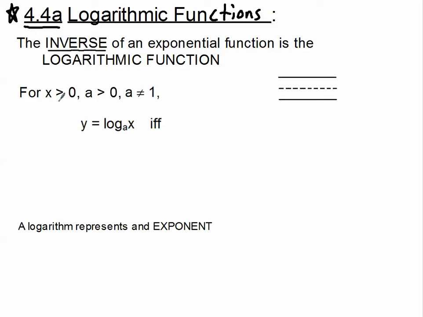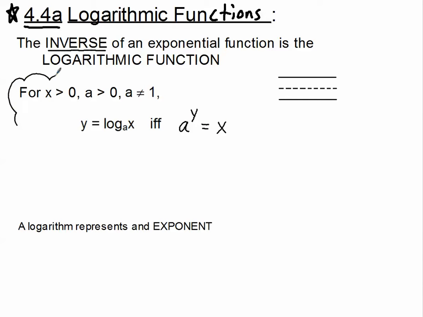For x greater than 0, so we must be talking about positive x values, and for a greater than 0, so we must be talking about a base that is positive and not equal to 1, we have this logarithmic equation: y is equal to the log base a of x if and only if our base a raised to our y exponent is equal to x.